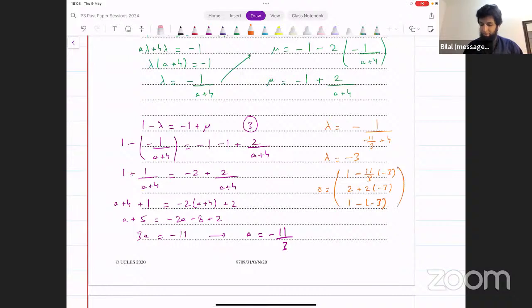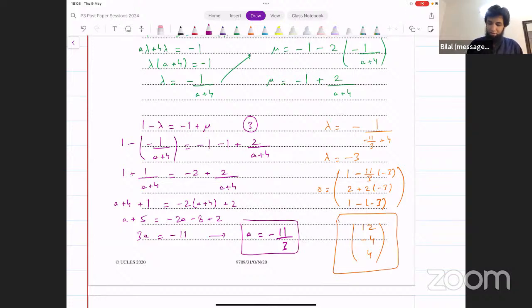The point of intersection turns out to be 1 plus 11, which is 12, 2 minus 6, which is -4, 1 plus 3, that is 4. This is the point of intersection that we were looking for. So there were two things that we wanted to find. One was the value of A, and the other was the point of intersection, the position vector of the point of intersection. These are the two things that we wanted. Okay, let's move on to the next part.